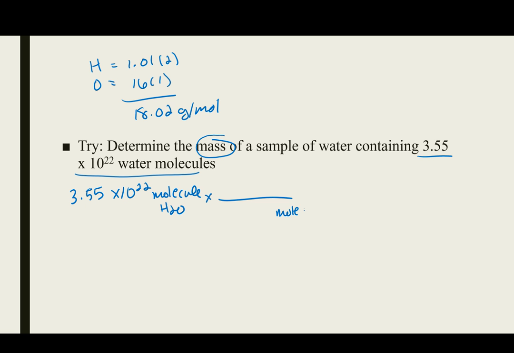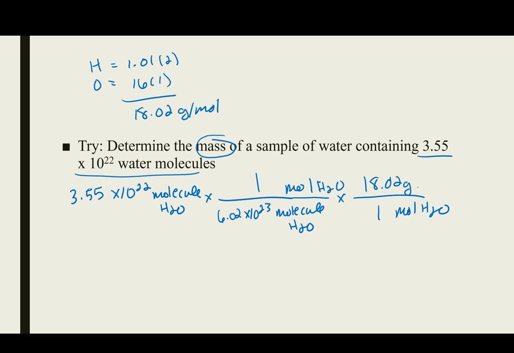Cancel molecule. Your only conversion factor you have for molecules is to go to mole. So 1 mole is 6.02 times 10 to the 23rd molecules. Then I got to get to mass, which is grams, so I'm going to cancel mole on the bottom. I'm going to use its molar mass, so 1 mole is 18.02 grams. So for this one, you should get 1.06 grams of water when you are done.